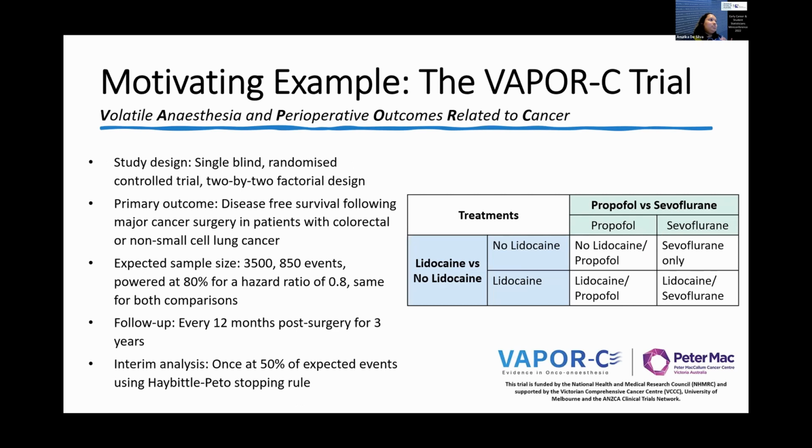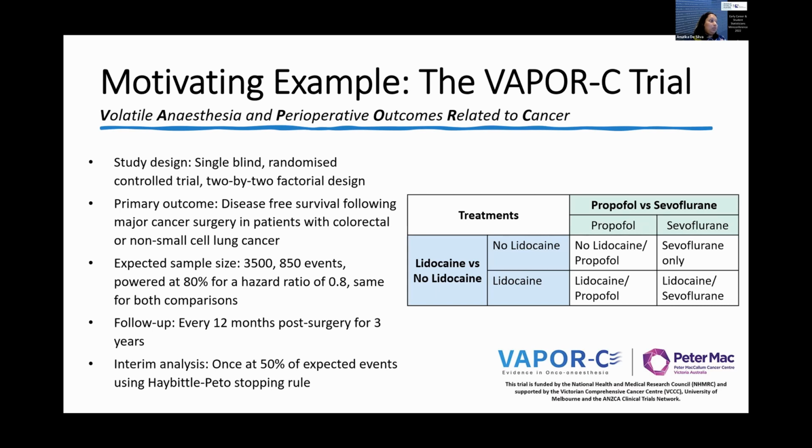So our project was motivated by the VAPOR-C trial, which is a single-blind RCT with a 2x2 factorial design, which investigates propofol versus sevoflurane and lidocaine versus no lidocaine infusion. The primary outcome of this trial was disease-free survival following major cancer surgery in patients with colorectal cancer or non-small cell lung cancer. We designed this study expecting a sample size of 3,500 patients or 850 events.